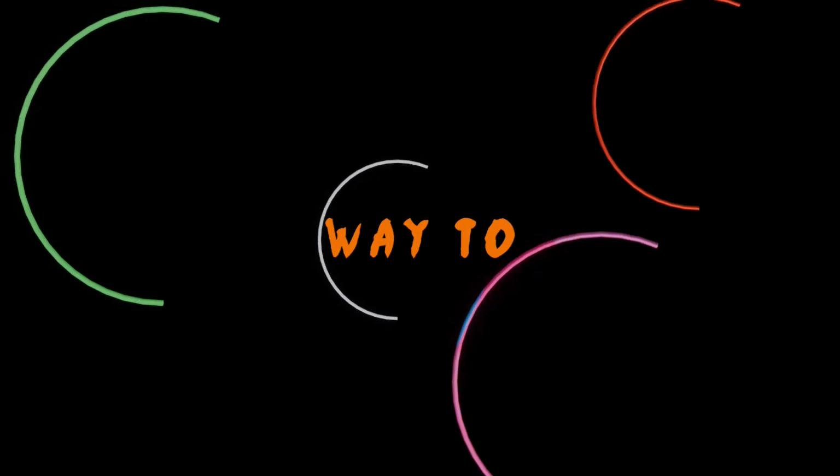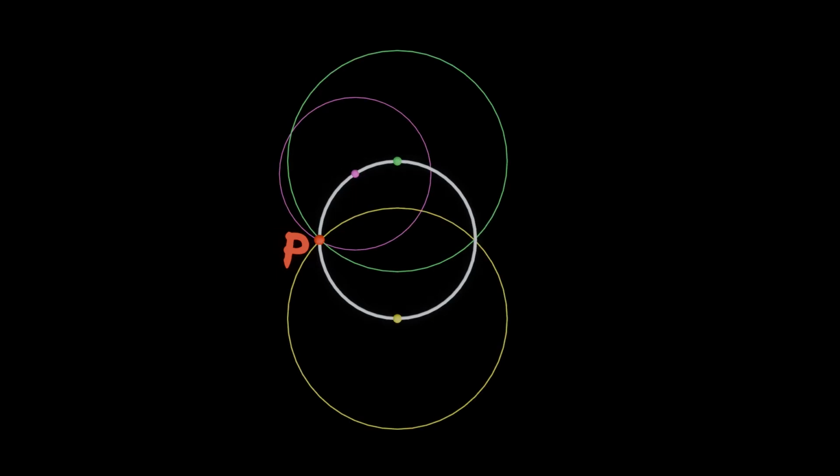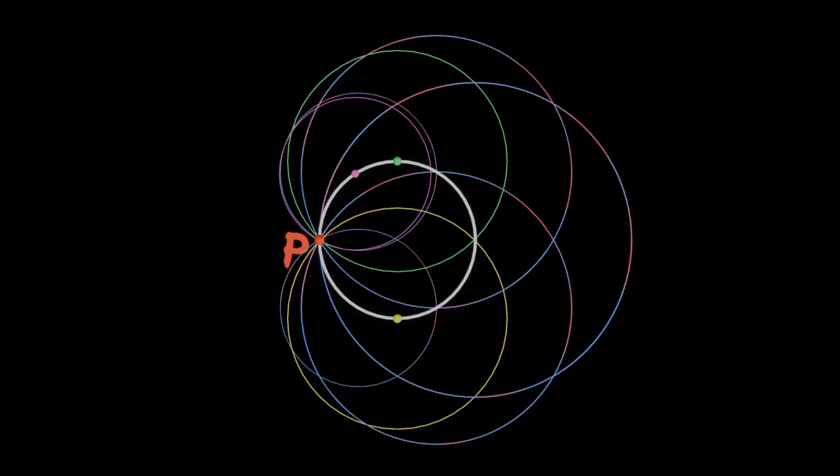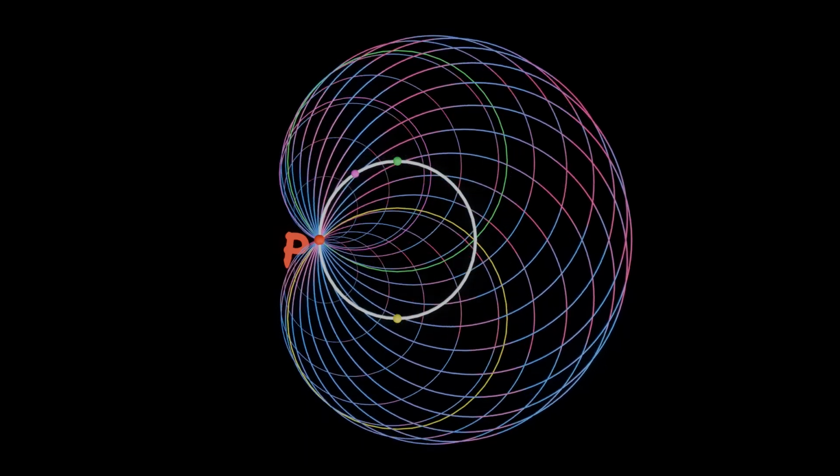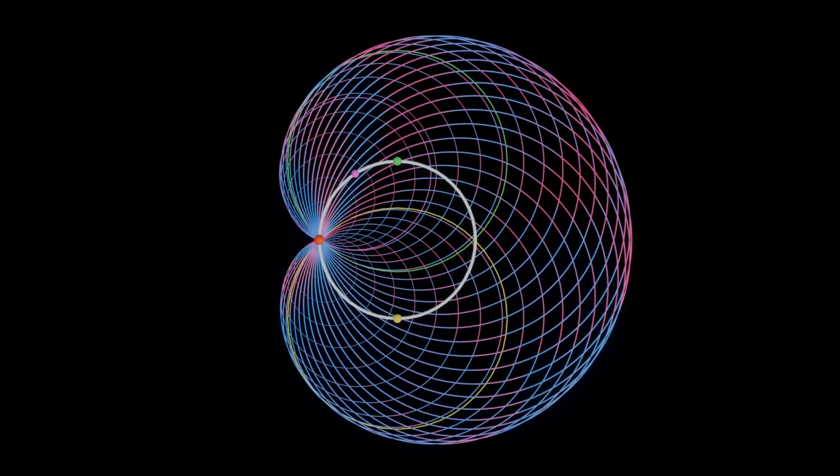Here is an exciting way to summon a cardioid. Start with one circle and pick a random point on it. Let's call it point P. Now, start drawing more circles, each one centered at a different point on the original circle. But always make sure they pass through point P. Interestingly, the outer edge of all those overlapping circles magically traces out a perfect cardioid.